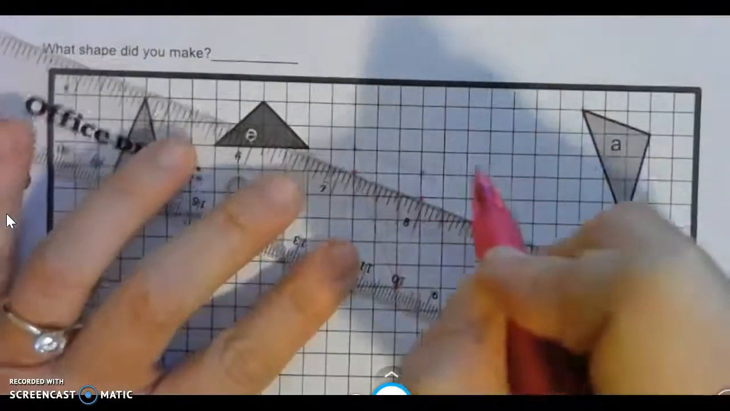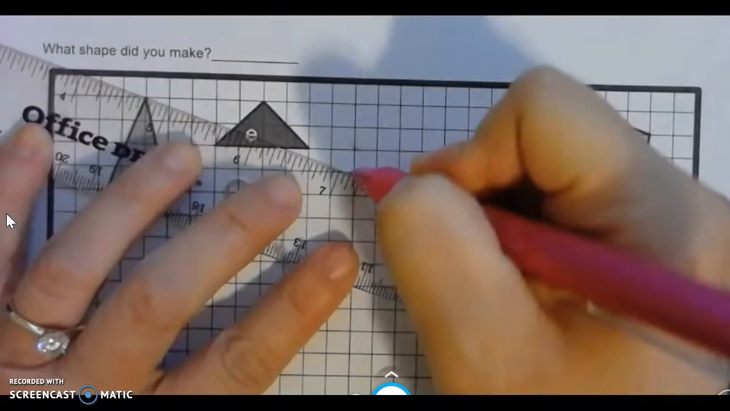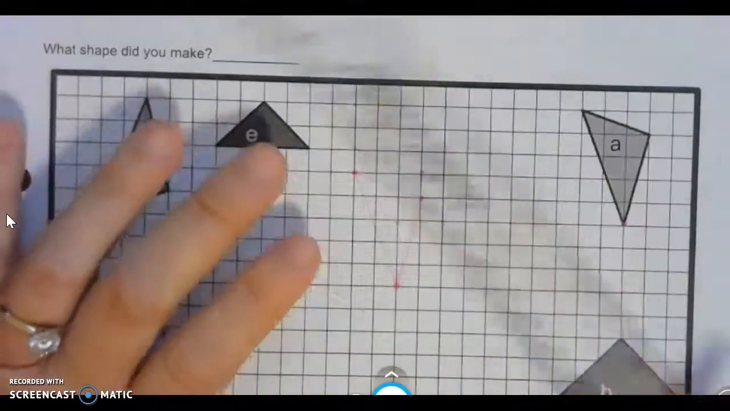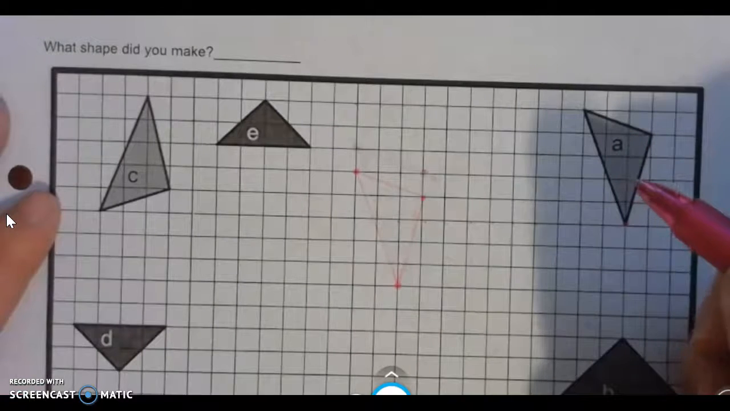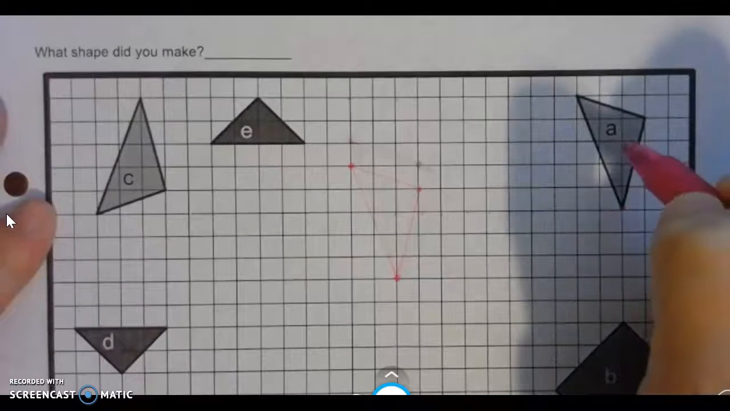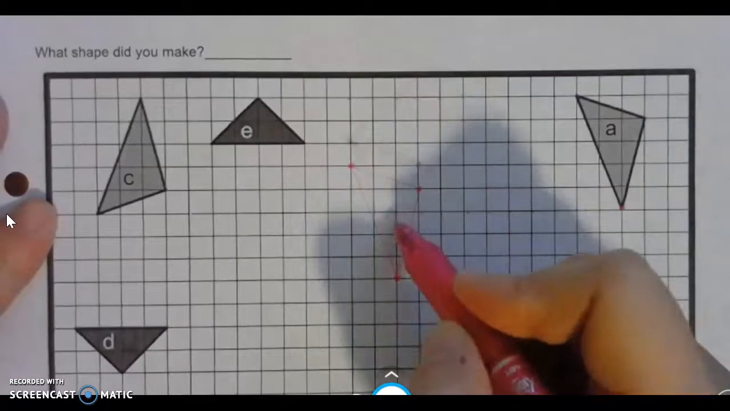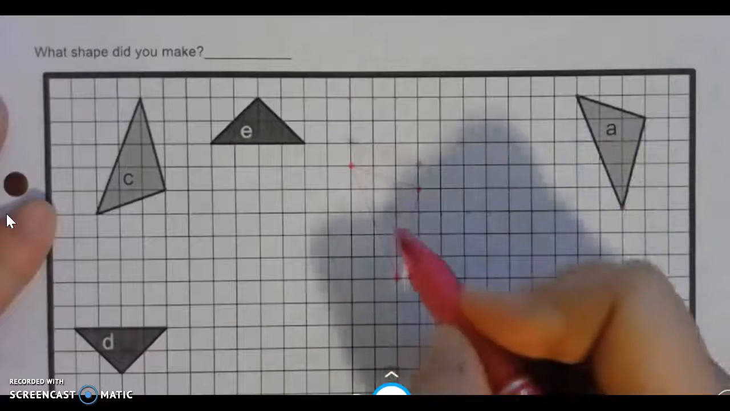Remember, in translation, the shape remains the same. The orientation remains the same. It's just the location that has changed. Okay, does this look identical, this shape? Yes, they do now.